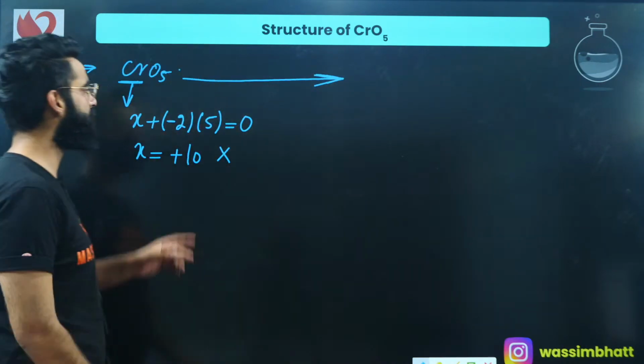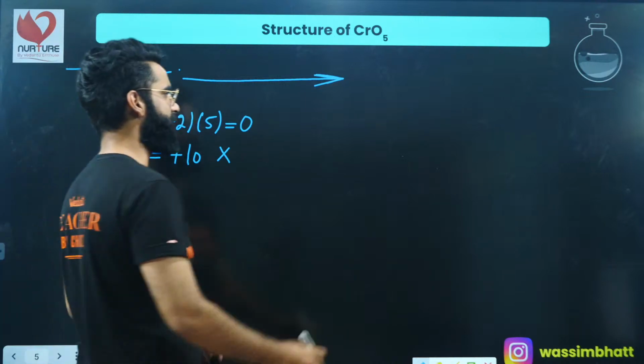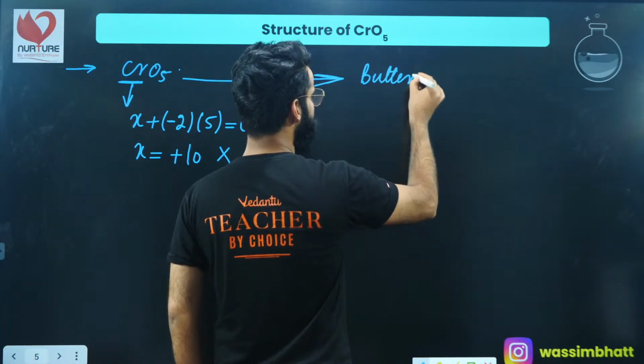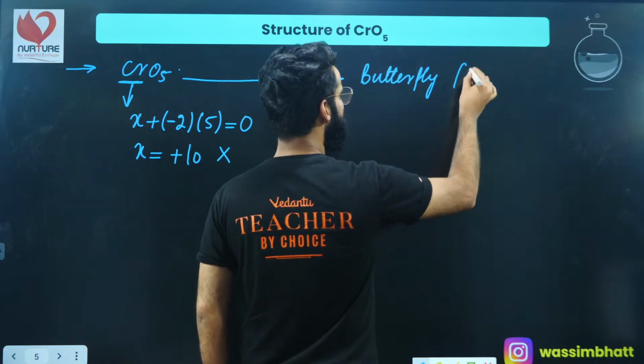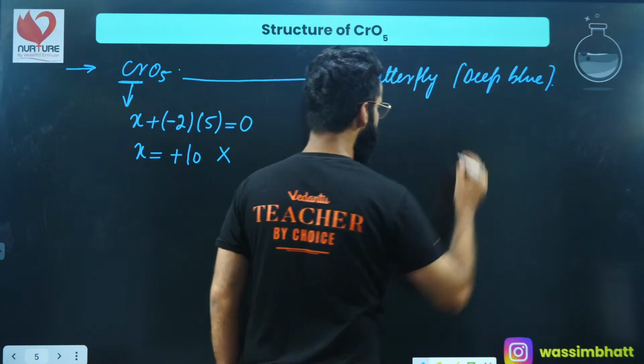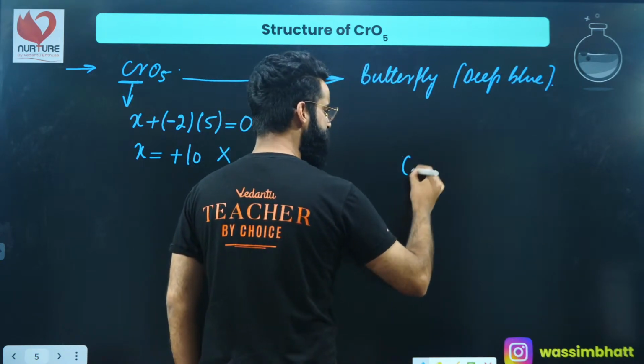So what is the structure of CrO5? As you must be familiar, it has a butterfly type structure and it is deep blue in color as well. And this is the structure.